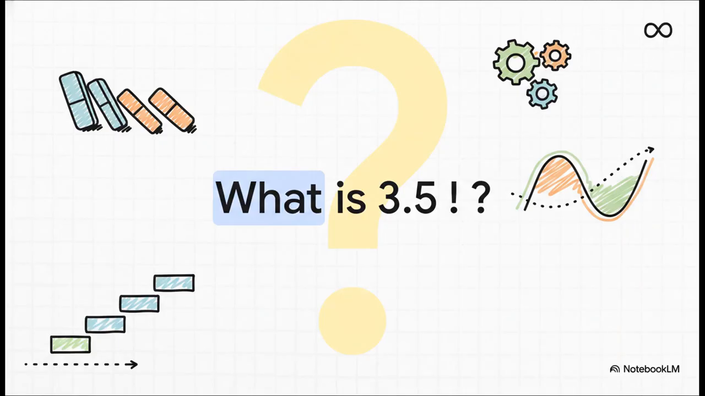You probably remember factorials from school, right? 3 factorial is just 3 times 2 times 1. 4 factorial is 4 times 3 times 2 times 1. Easy enough. But what in the world is 3.5 factorial? I mean, how do you even do that? How do you multiply a number by these half steps?